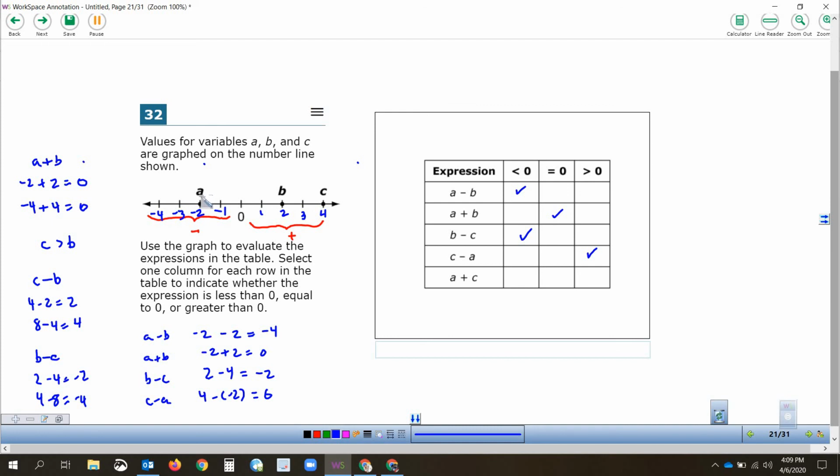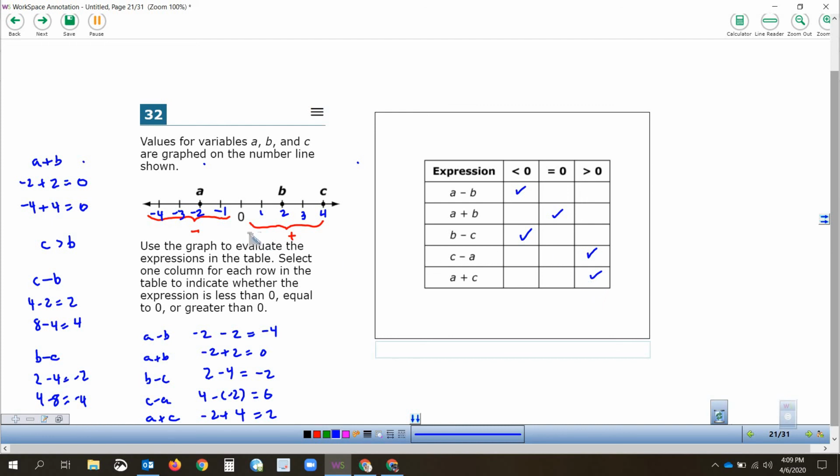And finally, A plus C. All right, so our last one, A plus C. A we've labeled as -2. C we've labeled as 4. And we end up with +2. Because when we add these, which has the greater absolute value? C has a greater absolute value, so when you add, you will always get the sign of the one with the greater absolute value. So this one is greater than 0.